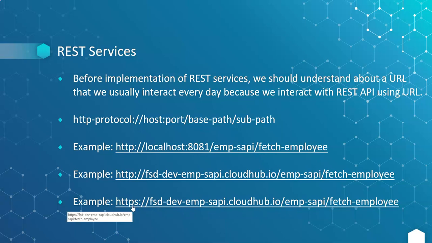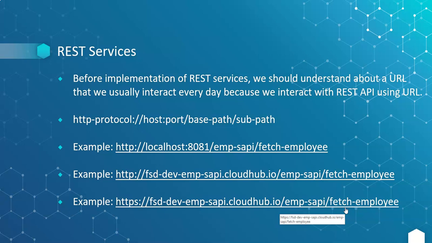The HTTP protocol has HTTPS and domain name, then base path, then subpath. We should be aware of the URL, what it contains. It contains the protocol, either HTTP or HTTPS. It contains port. It contains base path. It contains subpath. We should remember this because we are going to develop a REST service.